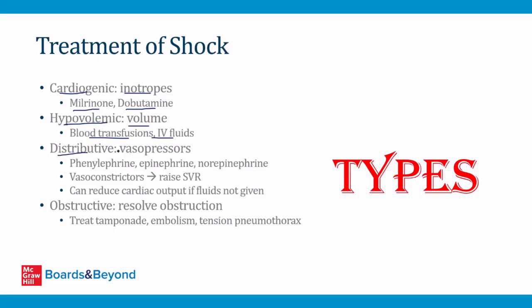The treatment for distributive shock is vasopressors. So these are drugs like phenylephrine or epinephrine or norepinephrine. They're vasoconstrictors, so they raise the SVR because remember, low SVR is the problem in distributive shock. Now, one thing to be aware of is when you give vasoconstrictors, that increases the afterload on the left ventricle. So this can reduce the cardiac output if fluids are not given. And so for this reason, the mainstay of treating distributive shock like septic shock is to give IV fluids and then use pressors. And the idea here is that the fluids are keeping the cardiac output up and the pressures in the heart up, and the pressors, the vasopressors, are raising the SVR.